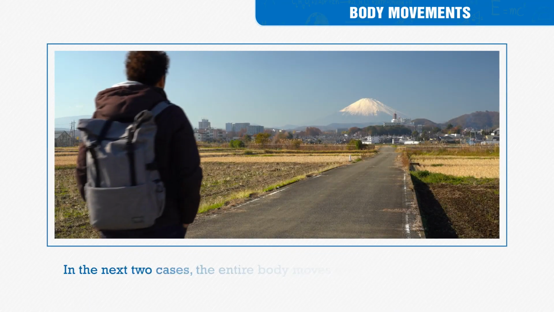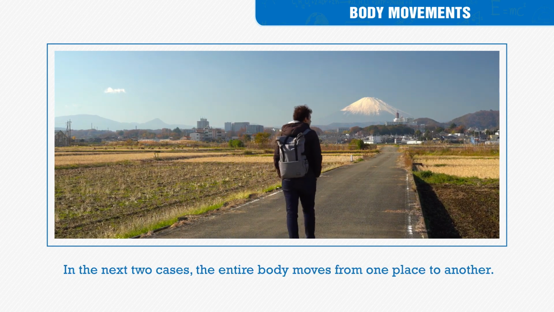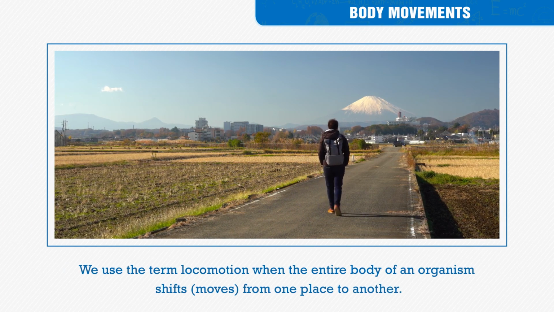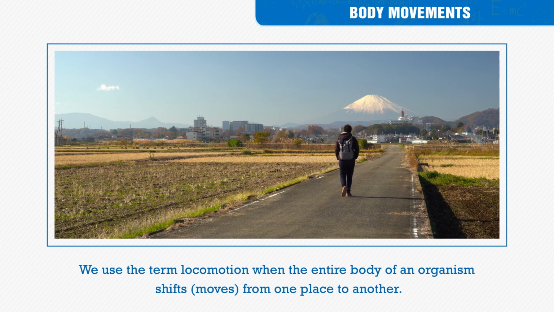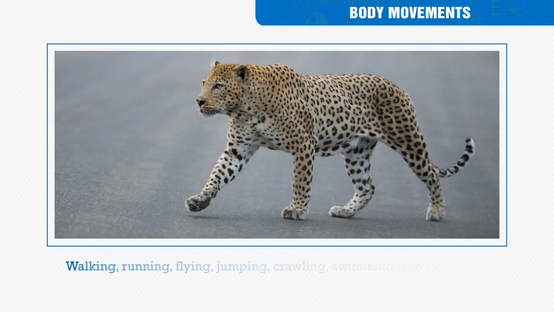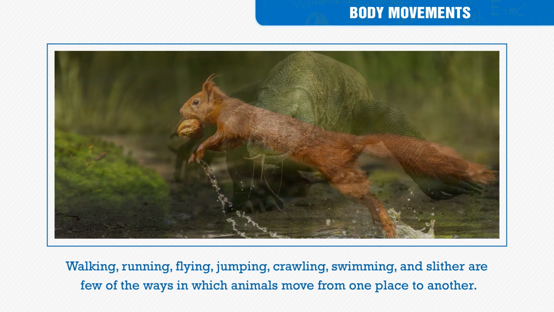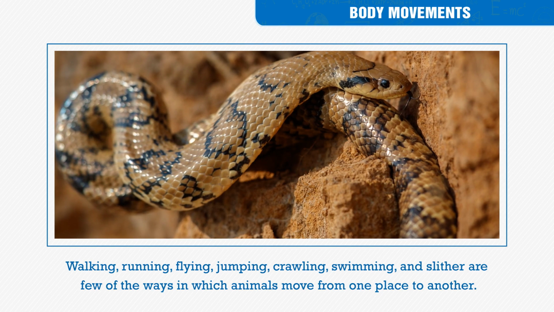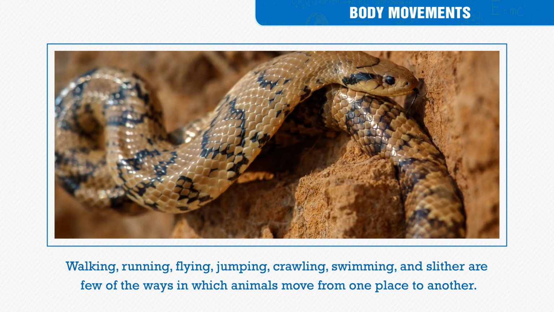In the next two cases, the entire body moves from one place to another. We use the term locomotion when the entire body of an organism shifts or moves from one place to another. Walking, running, flying, jumping, crawling, swimming, and slithering are few of the ways in which animals move from one place to another.